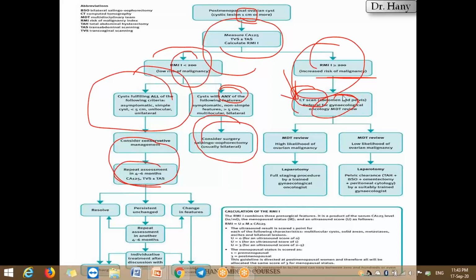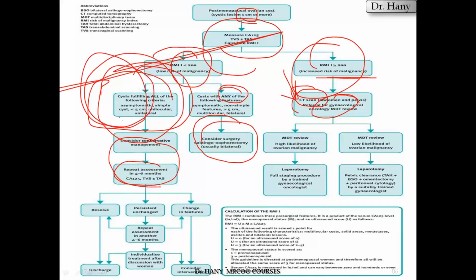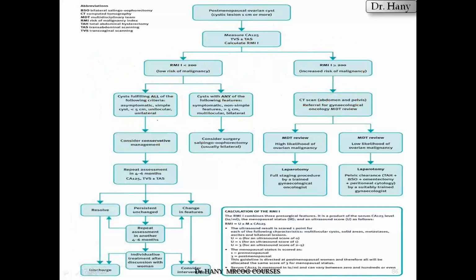If all these criteria are met: less than 5, asymptomatic, simple cyst, unilocular and unilateral, this is the criteria for repeating the ultrasound. Otherwise, I will do surgery. When to repeat? 4 to 6 months. I will repeat the assessment again: the transvaginal ultrasound and the cancer antigen 125. If the cyst resolves, discharge. If increased or changed in the future, remove.